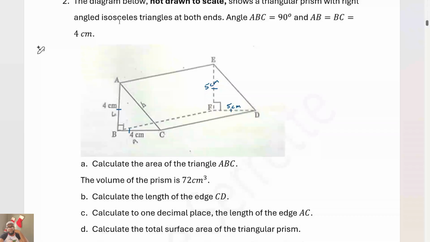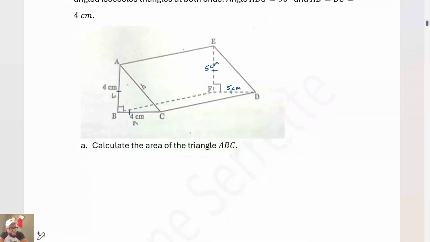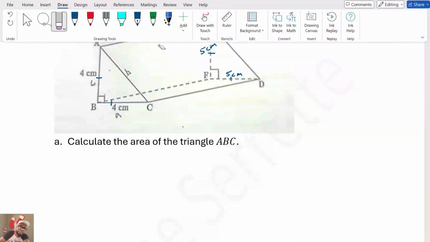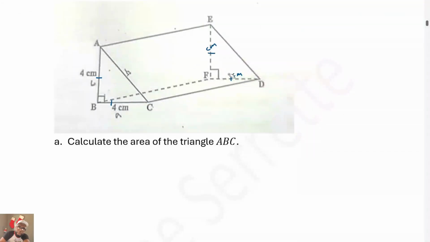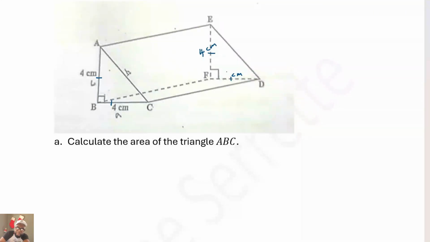Right? So they said angle ABC is 90 and AB is equal to BC, which is equal to 4 centimeters, right? Calculate the area of the triangle ABC. Who could help me now? I don't know what to do here. The area of a triangle is base by height over 2. That's not right, I put 5 in the back here. It's 4 cm. Right, there you go.